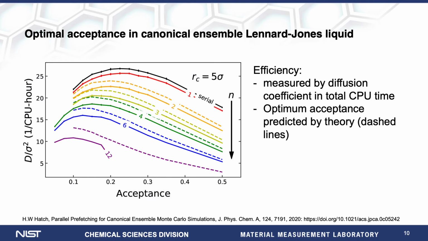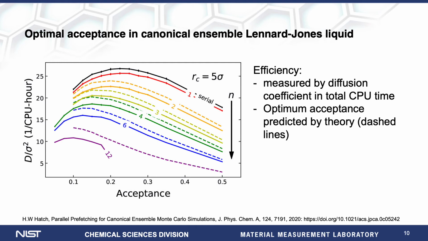This is because lower acceptance with larger configurational changes results in less ignored trials during prefetching. Note that the total CPU time in the diffusion coefficient includes a sum of the time spent by each processor. So the dashed line shows the theoretical prediction, not accounting for overhead, from the single core simulation, which can be used to accurately predict the optimal acceptance for a given number of cores.